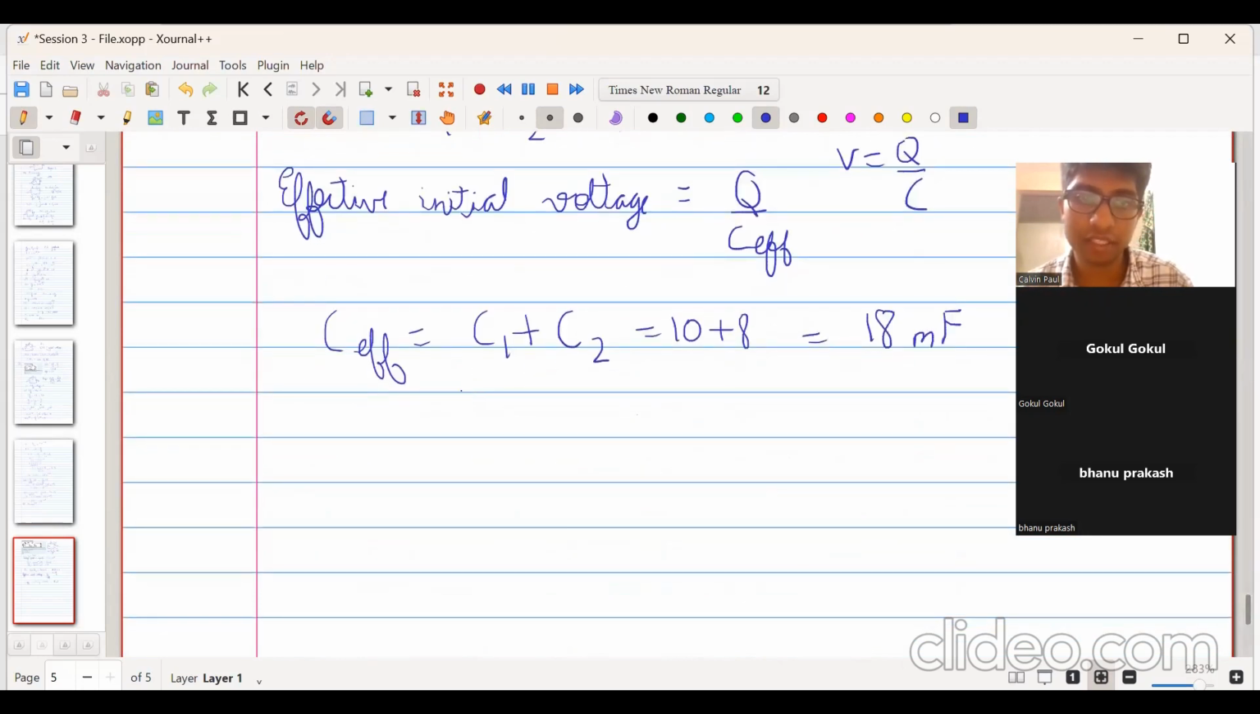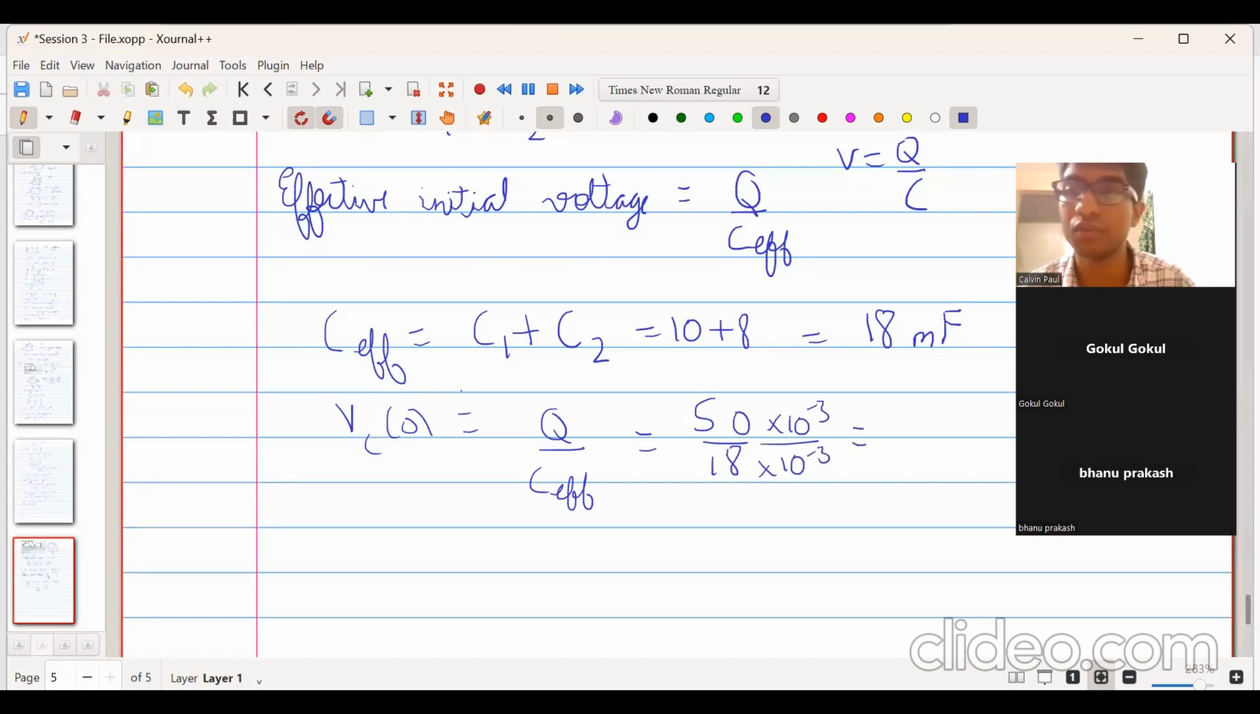So now the effective initial voltage Vc of 0 is equal to Q upon C effective, that is 50 times 10 to the power minus 3 divided by 18 times 10 to the power minus 3. So 50 divided by 18 is how much? 2.777. Okay, it is 2.77 volt. So this we have established.